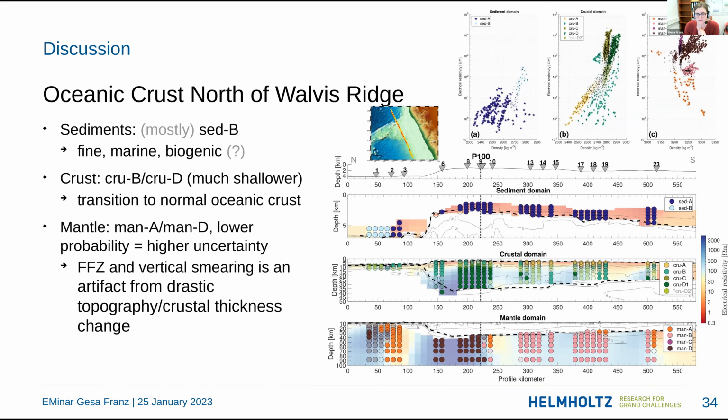And then lastly, in the mantle, as I pointed out, you see a lot of these orange cluster dots where we think they mostly summarize cluster outliers. And then the other points here that you see attributed to cluster man D, they're all transparent, so they all have a lower probability. And in the end, we decided to not really interpret the mantle here north of Walvis Ridge.